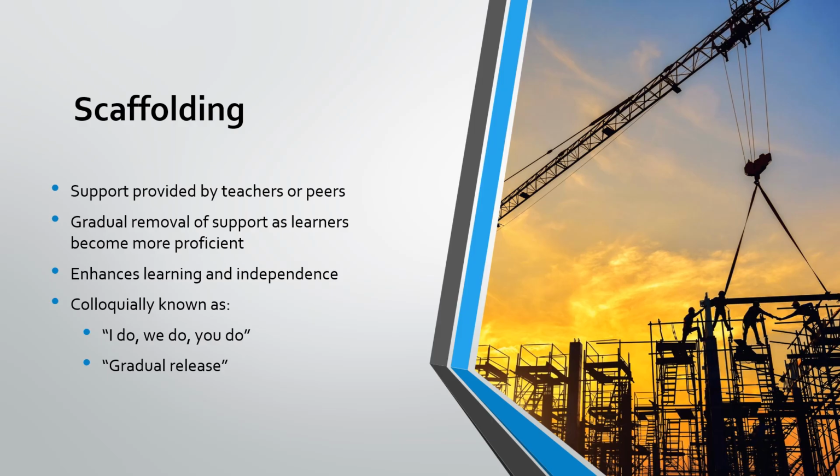Scaffolding involves providing support to learners as they develop new skills. This support is gradually removed as students become more proficient, promoting independence and confidence in their abilities. For example, in reading, a teacher might help a student sound out words and gradually reduce assistance as the student becomes more confident. Scaffolding, also known as I do, we do, you do, or the gradual release method, builds confidence by helping students gain mastery over new skills.